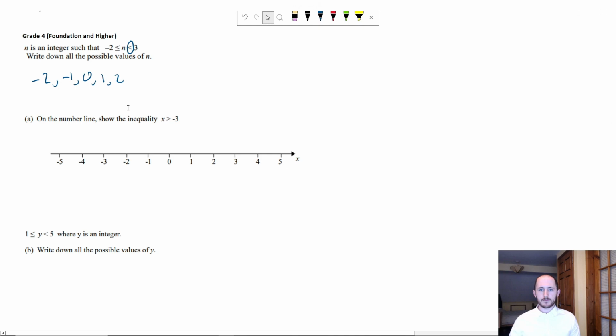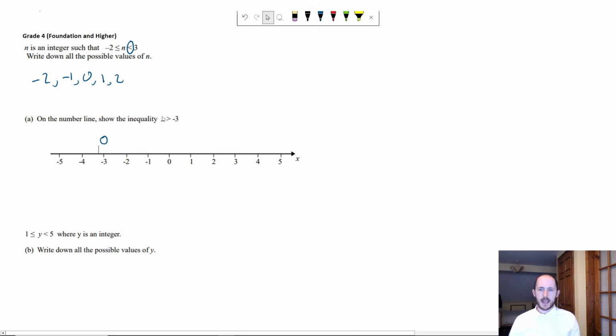On a number line, we have to show the inequality x > -3. The way you show inequalities on a number line is you first draw a circle at whatever the number is on the right hand side. So in this case, -3. Now you decide if you colour in the circle or leave it hollow. Here's the rule: if it's not equal to, so there's no underline, you don't colour in. If there is an underline, you do colour in.